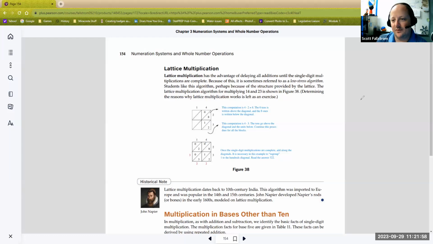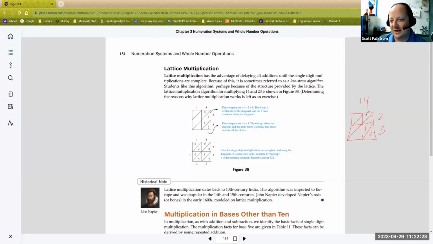So let's see here. They're going to do 14 and 23. Make a box, and what you're doing is making a grid for each number. Put your lattices in, which is that diagonal line, and then multiply each time. So 4 times 3 would be 12. And notice the product will be 2 digits. A single digit times a single digit will always be 2 digits. It will never be 3 digits.